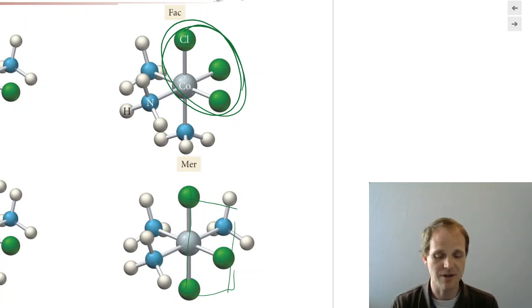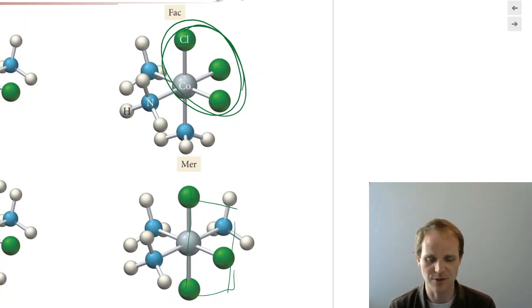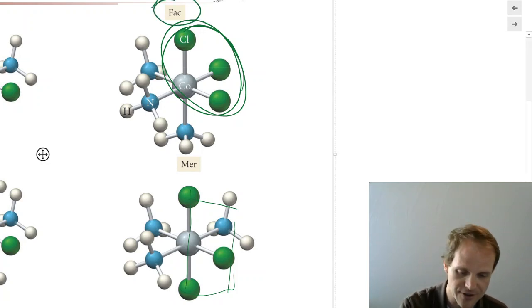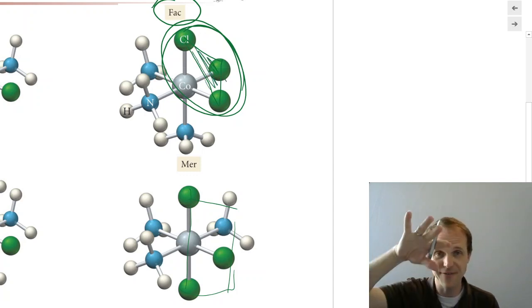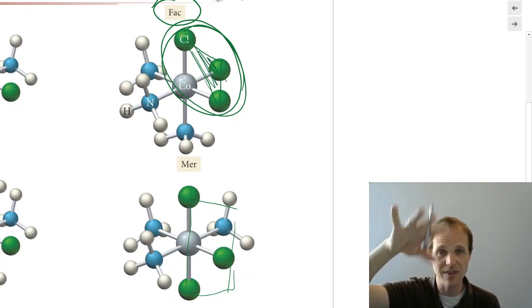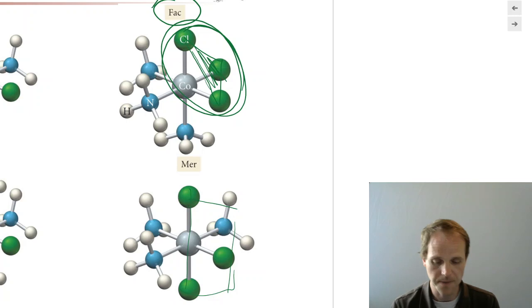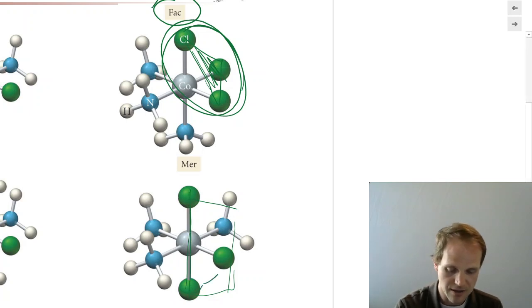So what we do is we call them FAC and MER. Now, FAC and MER, you're like, that totally sounds random if you don't know what they mean. But FAC means facial. And why facial? Because if you draw a little triangle here, what you've actually just drawn is the face of the octahedron, one of the faces of the octahedron, by drawing those 3 and connecting them together. And that's why we call it FAC. It stands for facial.